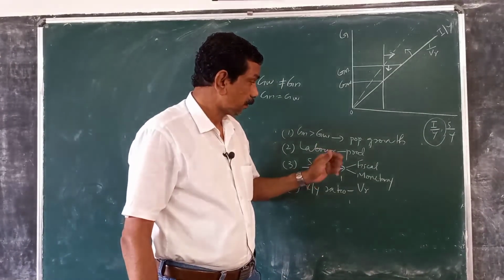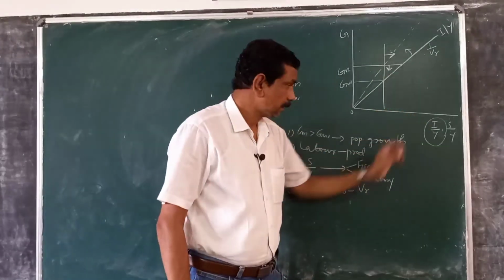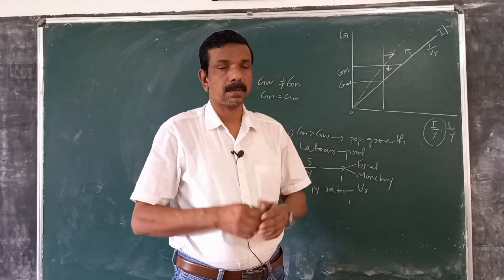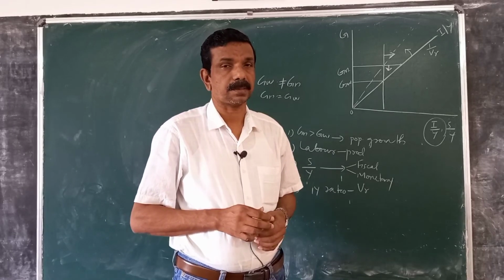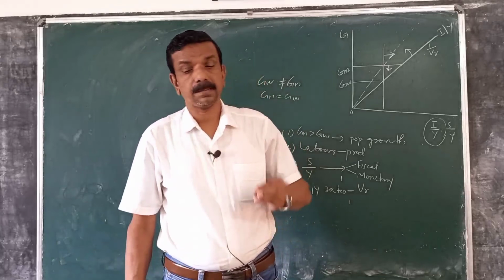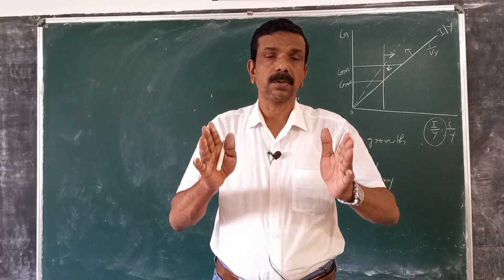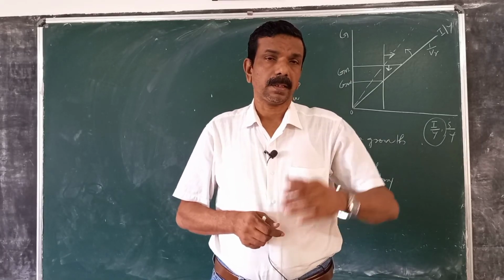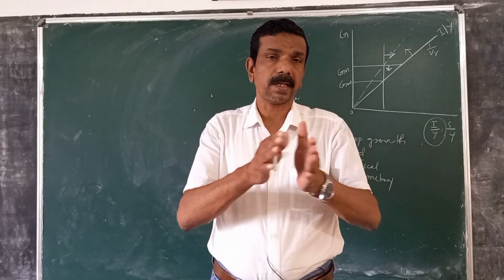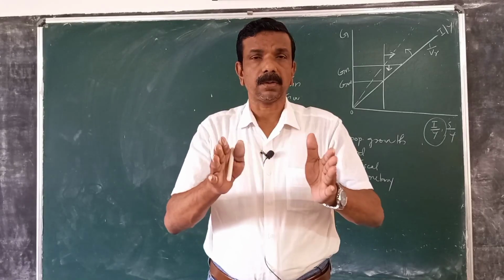Measures are required to reduce population growth, increase S by Y, or reduce the capital output ratio, or increase the productivity of investments. So the problem of underdeveloped countries can be explained in the framework of the Harrod Domar growth model. And the simultaneous existence of unemployment and inflation can be explained in the context of the Harrod Domar growth model.